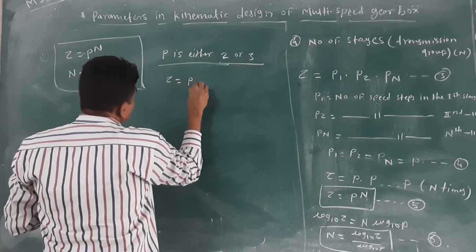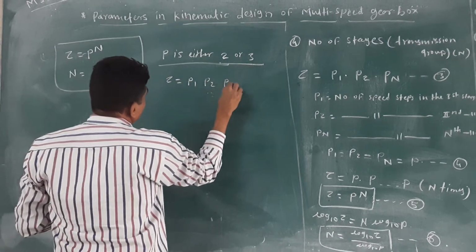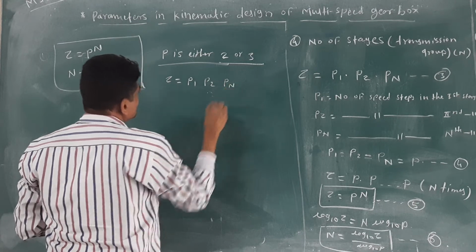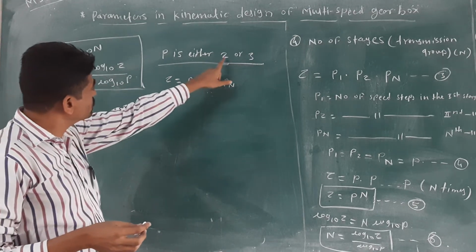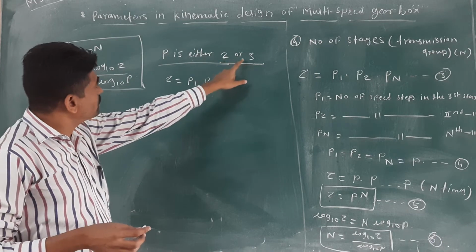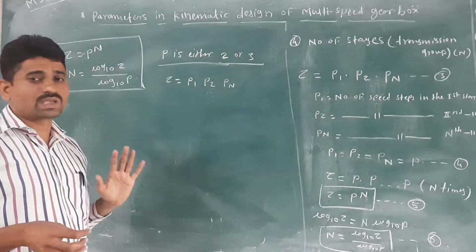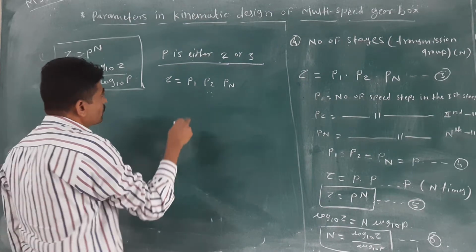Z is equal to P1 into P2 into P3, up to Pn, where n is the total number of split steps. You should choose the value of P as 2 or 3. Why 2 or 3? I will give an example.